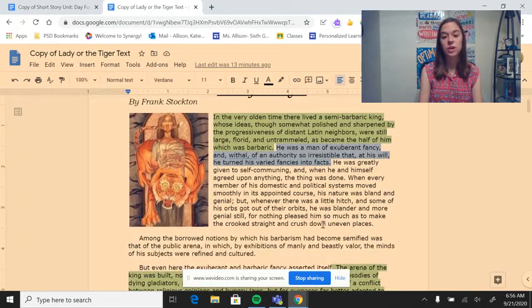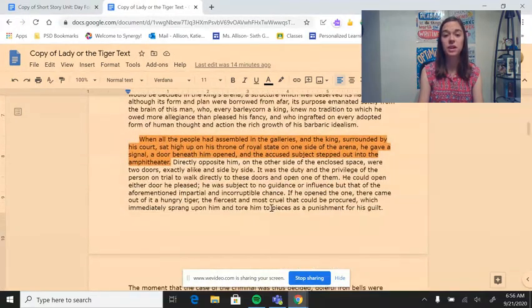We don't have to go through the whole story here, but one of them says, "he was a man of exuberant fancy and withal of an authority so irresistible that at his will he turned his very fancies into facts." Kind of a complicated sentence, but really key words here: he was. It tells me exactly what he was. I don't have to guess. That is direct characterization. So we know that the king was fancy. He was someone who was really straightforward and he really liked the finer things in life. That's direct characterization.